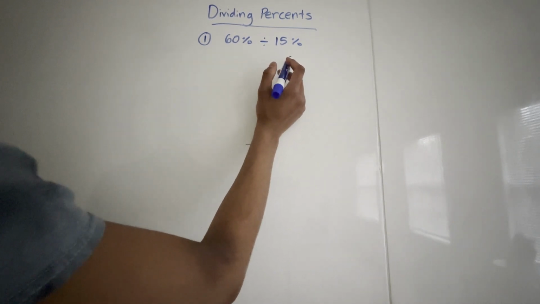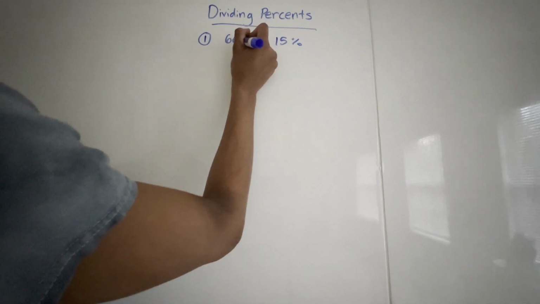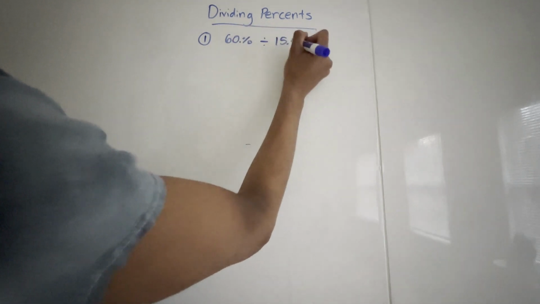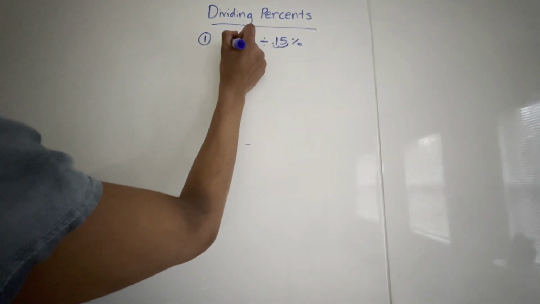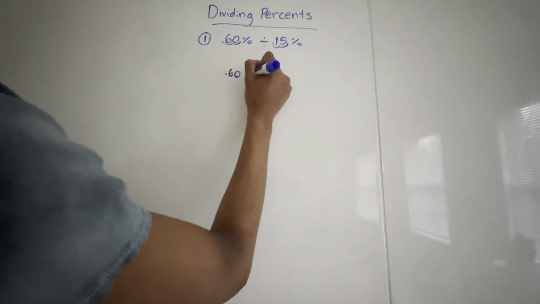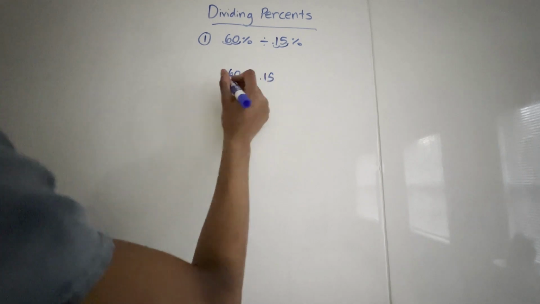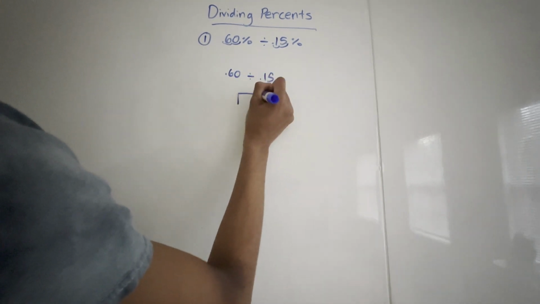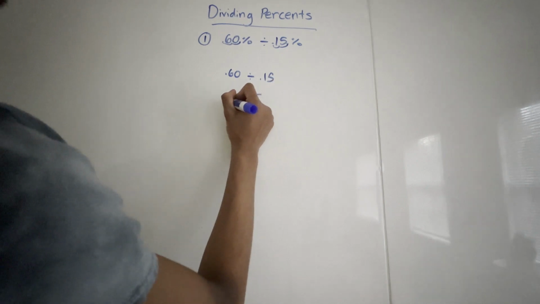And what we first want to do is convert these two into their decimal form. So we can imagine a decimal point right here, and what we're going to do is move it two spaces to the left. So this equals 0.60 divided by 0.15. And now we simply just divide these two. So we put decimal form and 0.60 divided by 0.15.